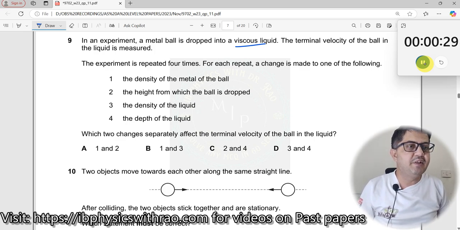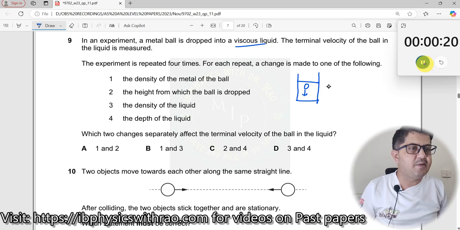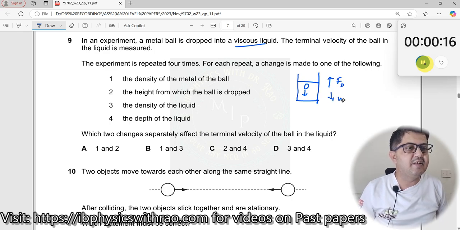Okay, so now when you have a container containing a viscous liquid and you drop a metal ball into it, as it goes down, it undergoes a terminal velocity. Why should it undergo terminal velocity? Because there is a drag force and there is a weight force, and also there is a buoyancy force. And hence these two will sum up to equal to this one here.